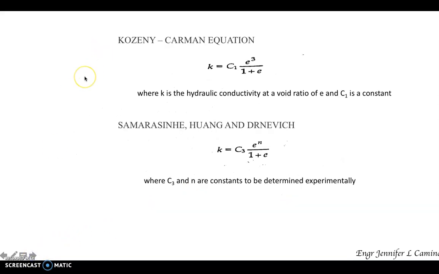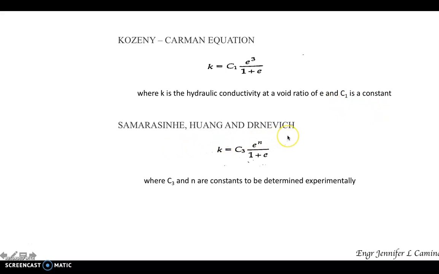And we have the Kozeny-Karman equation. This is K is equal to C sub 1 times e cubed all over 1 plus e. Our K, of course, is the hydraulic conductivity at a void ratio of e, and C sub 1 is a constant.